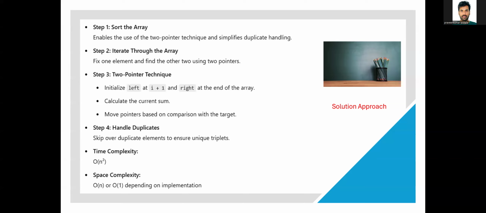And step four, to maintain uniqueness, we skip over any duplicate elements. This ensures that each triplet in the result set is distinct. Overall, this approach brings down the time complexity to O(n^2), making it feasible for larger inputs. So let's understand this through implementation.